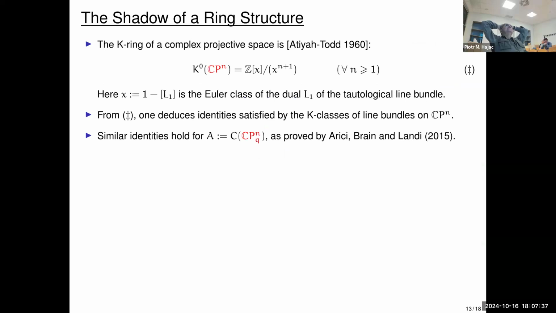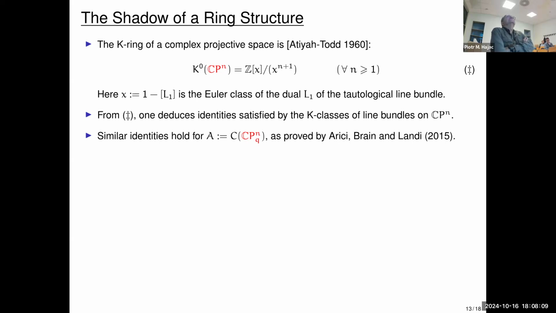Okay, so the third part is this mysterious problem which has something to do with K-theory. Let's start from the beginning. Once upon a time, in 1960, there was a paper by Atiyah and Todd where they computed the K-theory ring of complex projective space, and they found that this ring for CP^n, where n is greater than or equal to 1, is the ring of truncated polynomials, Z[x]/(x^(n+1)), and x here is 1 minus the class of a line bundle.